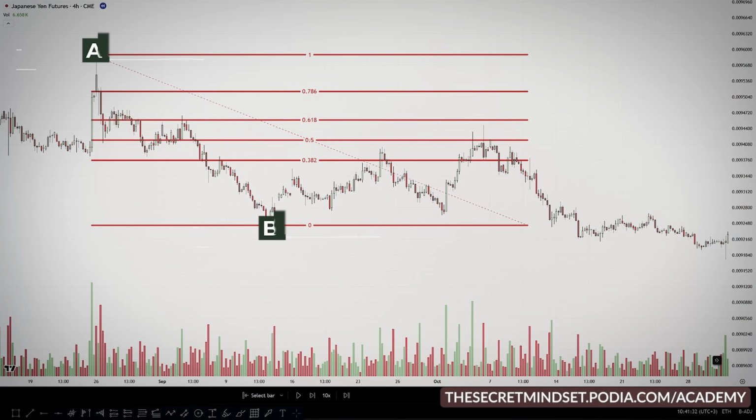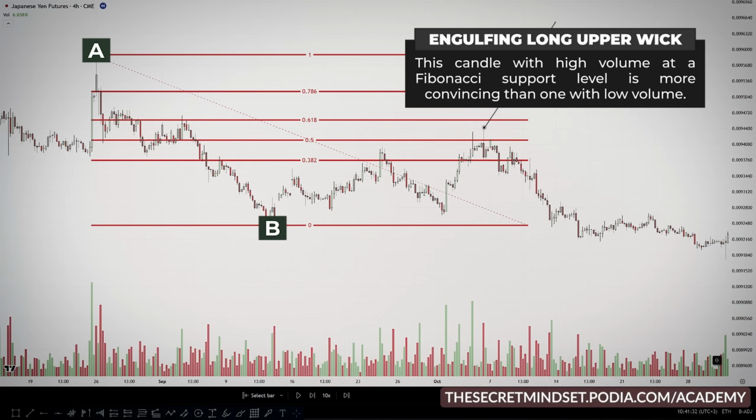Volume can add another layer of confirmation to candlestick patterns at Fibonacci levels. A reversal candle with high volume at a Fibonacci support level is more convincing than one with low volume. The high volume shows strong buying interest, right where buyers were expected to step in.